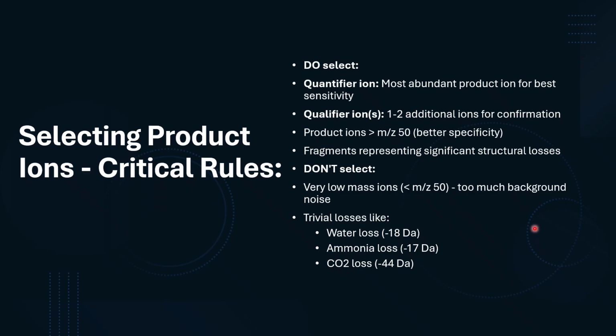So let's look at the rules for selecting your product ions. For quantifier ions, you have to select the most abundant for best sensitivity. And for qualifier ions, you have to select one or two additional ions for confirmation. Product ions should be greater than 50 mass to charge ratio. What you shouldn't select is very low masses, that is below a mass to charge ratio of 50. It causes too much background noise.